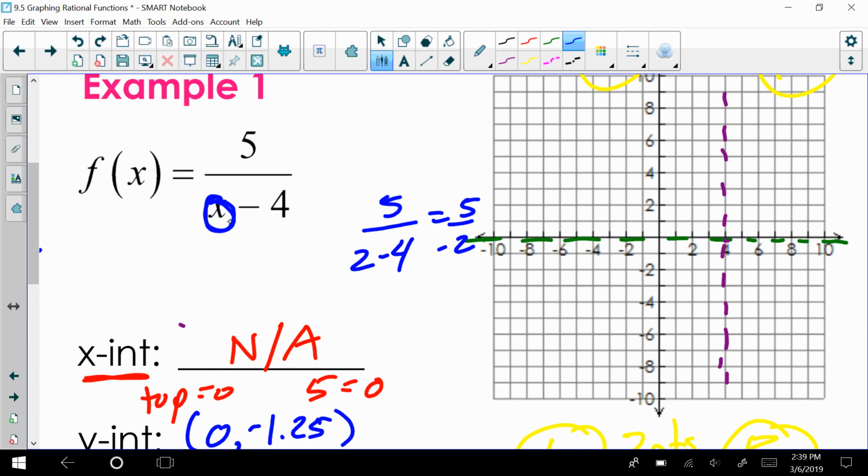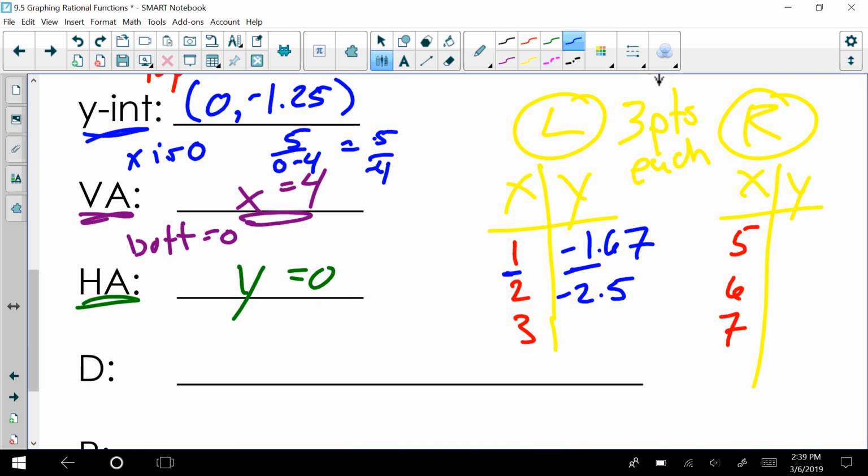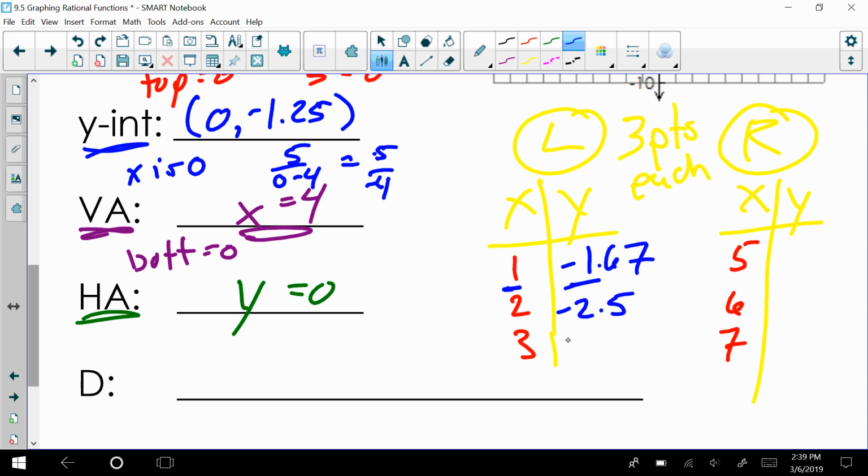If I plug a 3 in, I would have 5 divided by 3 minus 4, which is 5 over a negative 1, which gives me negative 5. Okay, now this is the left side.